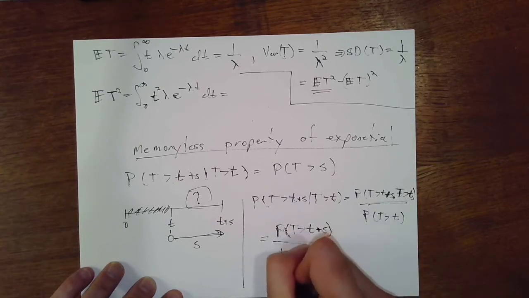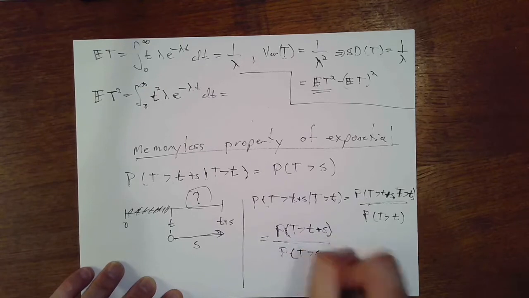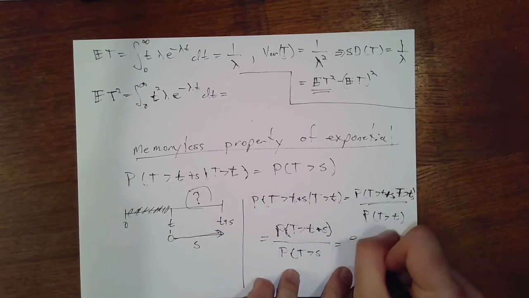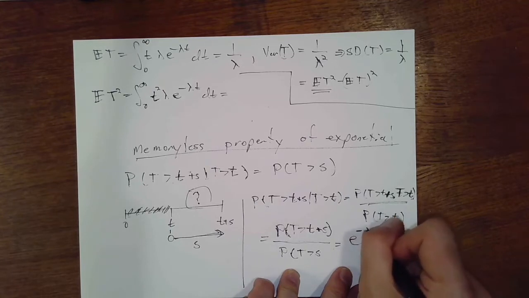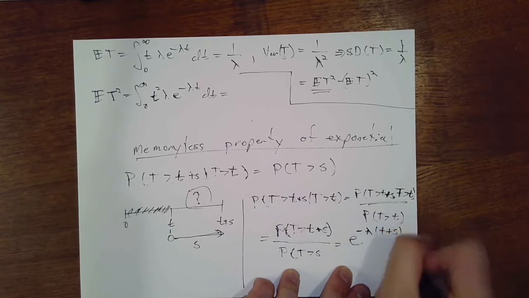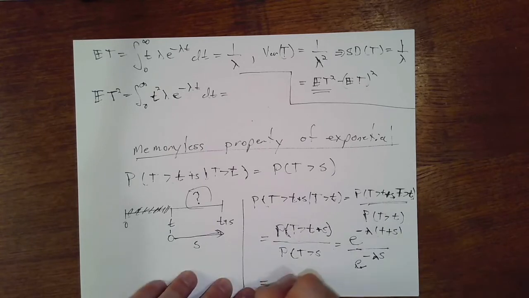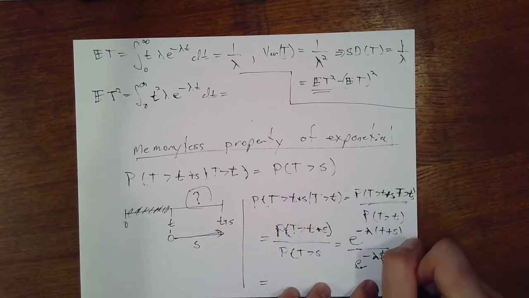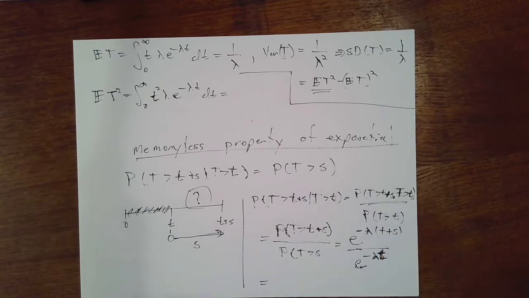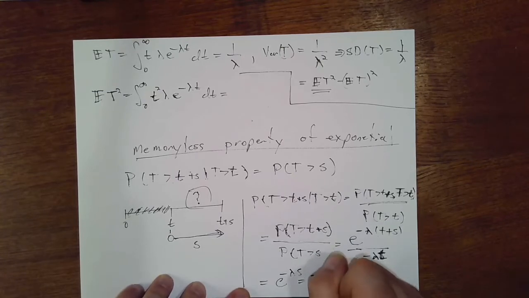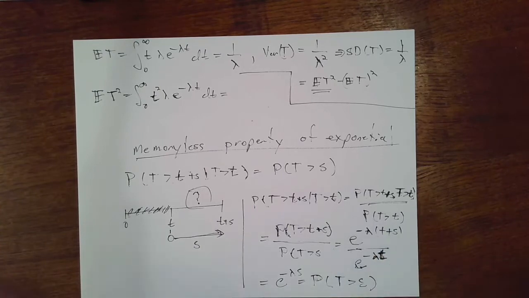So that simplifies to the probability that T is greater than t plus s, divided by the probability that T is greater than t, which is e to the minus lambda s. Of course, I meant to write t here, and then I meant to write t over on the other side. But just continuing on, that's just e to the minus lambda s.